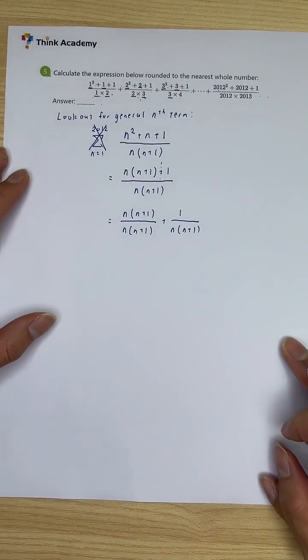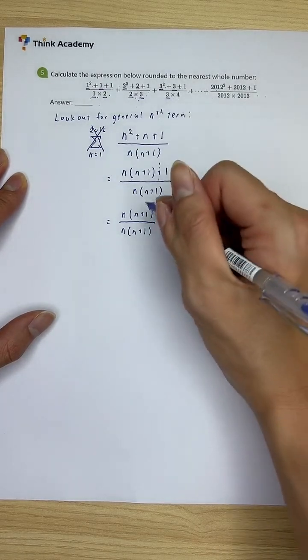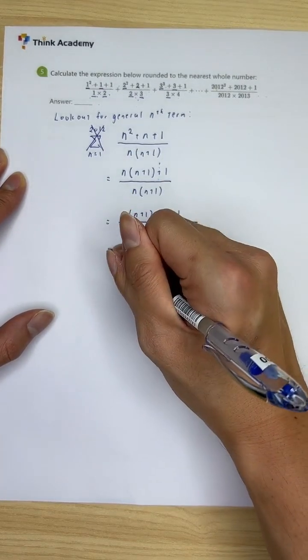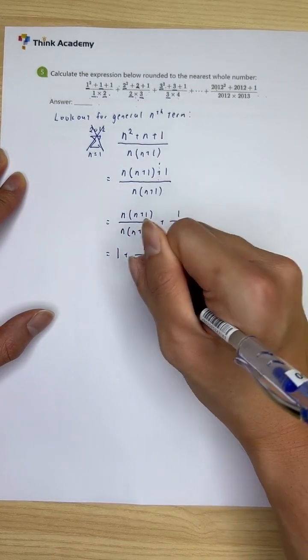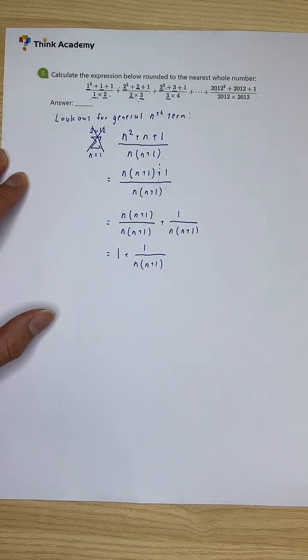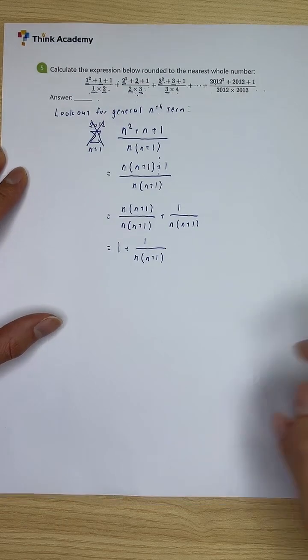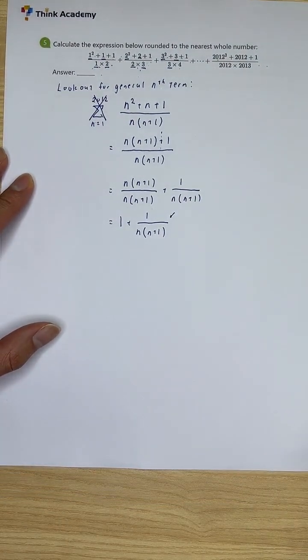You notice n multiplied by n plus 1 divided by n multiplied by n plus 1 is just really going to be 1. And then we're going to end off with n multiplied by n plus 1. Hey, this looks very familiar, right? We learned it just now, at the start of our class.